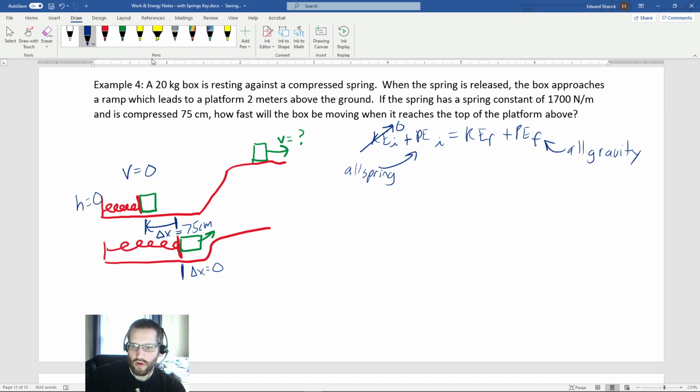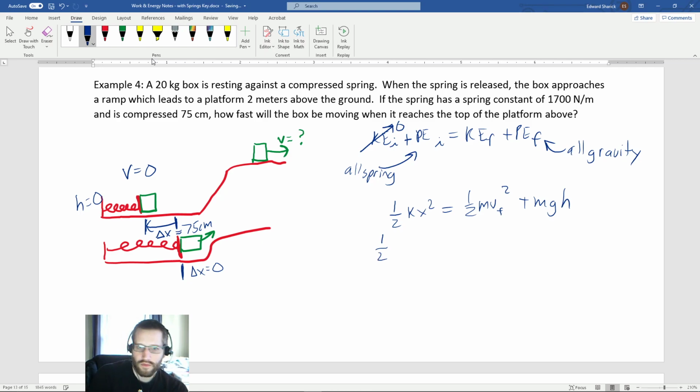And so my initial potential energy for spring would be 1/2 kx squared. My kinetic energy would be 1/2 m v final squared. And then my PE final would be all gravity, no spring, and so it would be mgh. And so now I have to plug and chug.